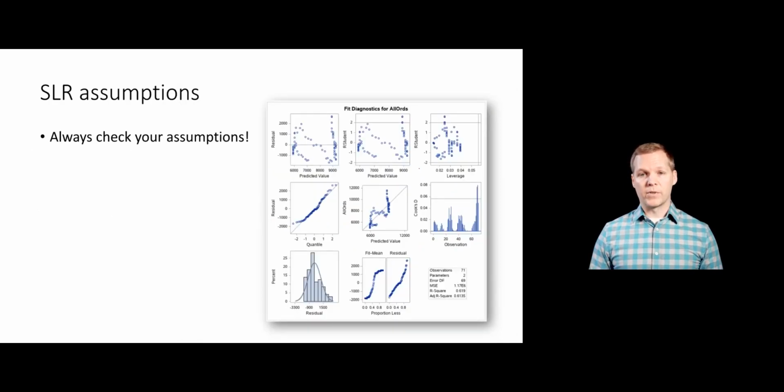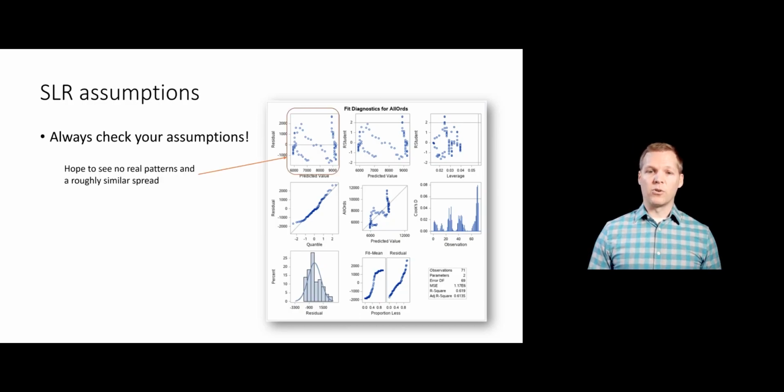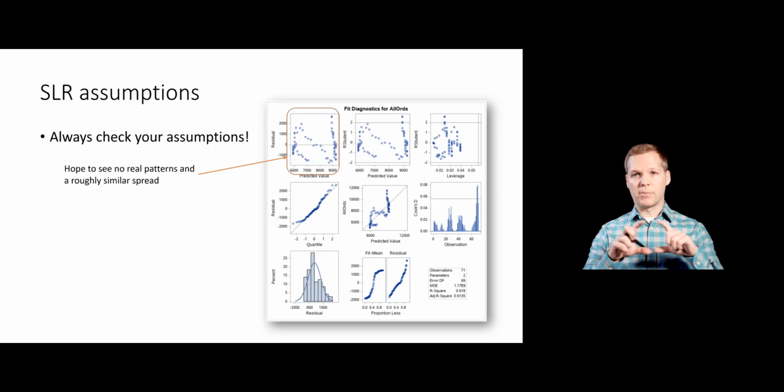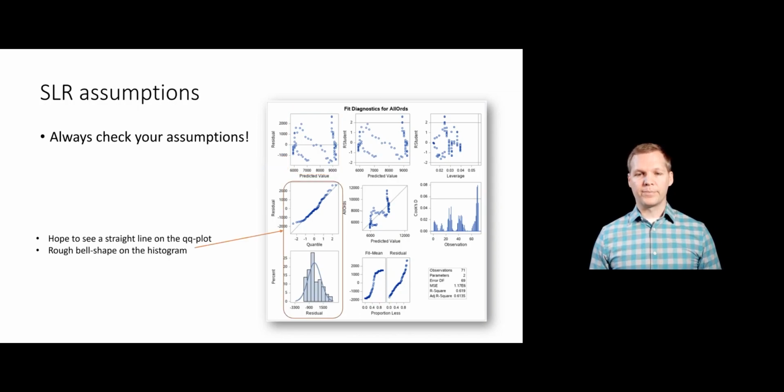We also got some plots from that plots equal all that are useful to check our assumptions. We haven't really talked too much about the assumptions, so we're just going to hand wave this a little bit, but what we want to see here in the top left is no real pattern and a roughly similar spread across there. We can see that there's a pretty strong pattern in the middle there, so this model might not be that great of a fit. We could probably do a little bit better.